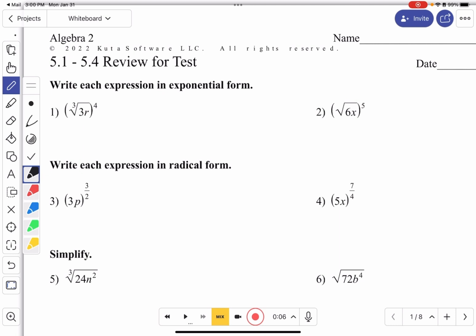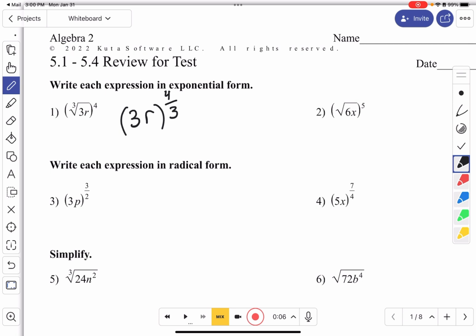So the first one, we've got the cubed root of 3r to the 4th, and it says write each expression in exponential form. If we write this in exponential form, we're going to put the 3r inside parentheses. The exponent is our numerator. The index is our denominator. And there's the answer for question number 1.